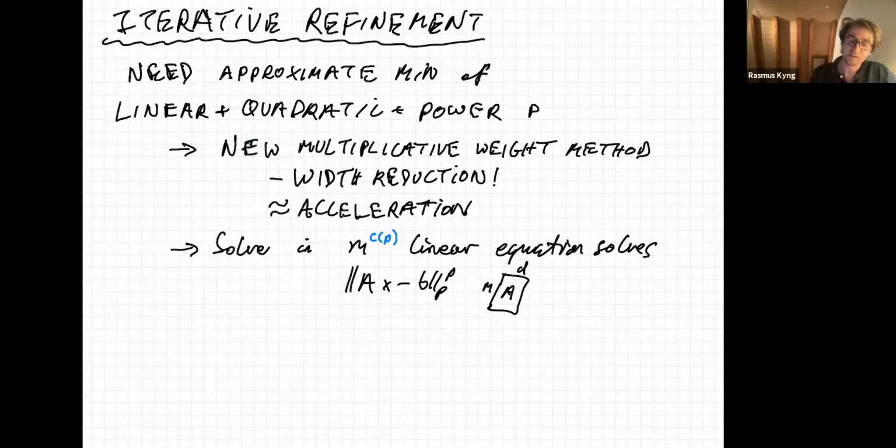So now we need an approximate minimization of this linear plus quadratic plus power p type function. And we introduce a new multiplicative weight method that does that. It has something called width reduction, which also leads to this thing called acceleration, which is some kind of faster convergence rate. I'm not going to really explain this algorithm. We're not going to go into it. But the key point that I want to emphasize is that we switch from needing to do something to high accuracy to needing to just do something to low accuracy.